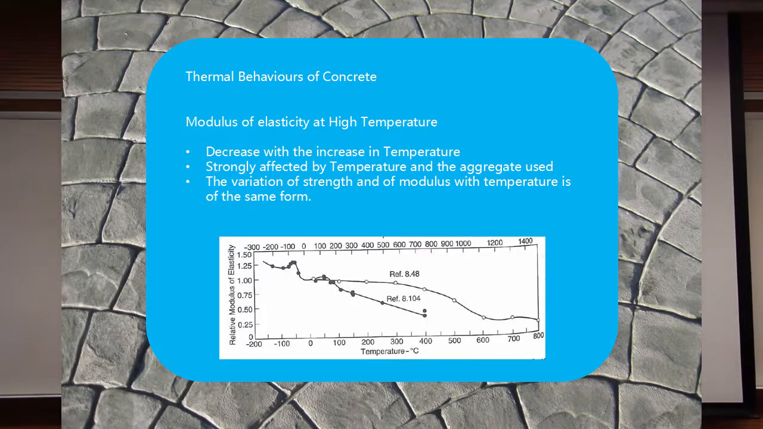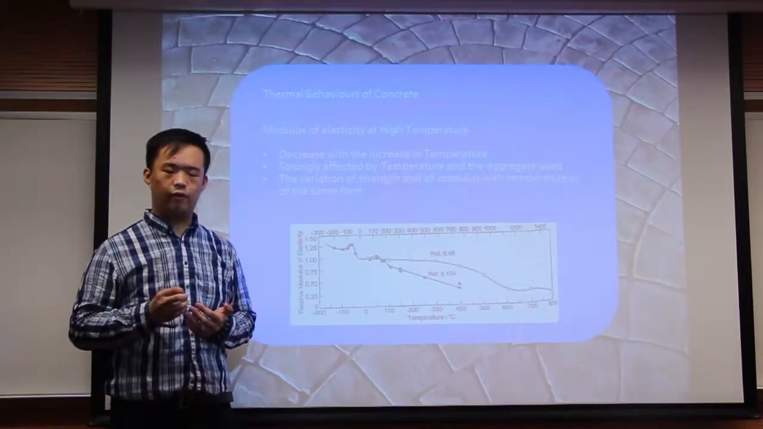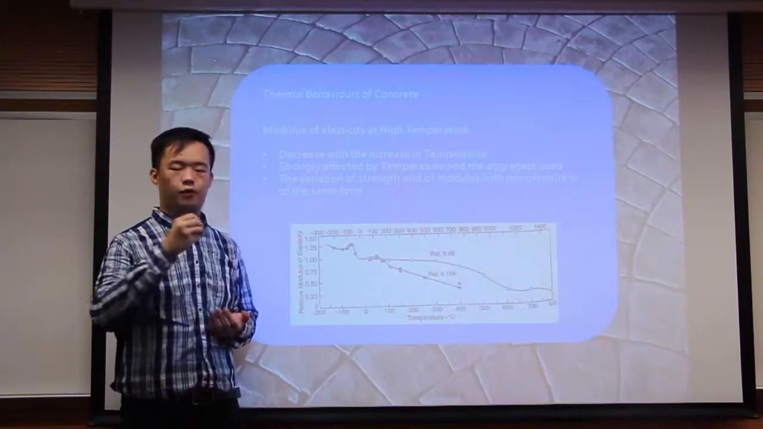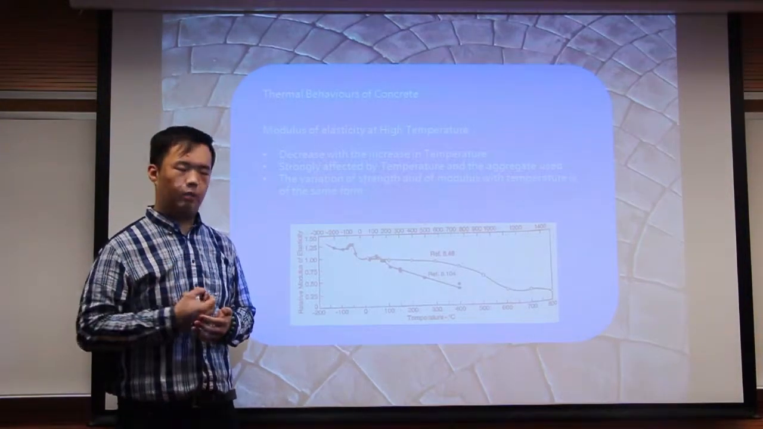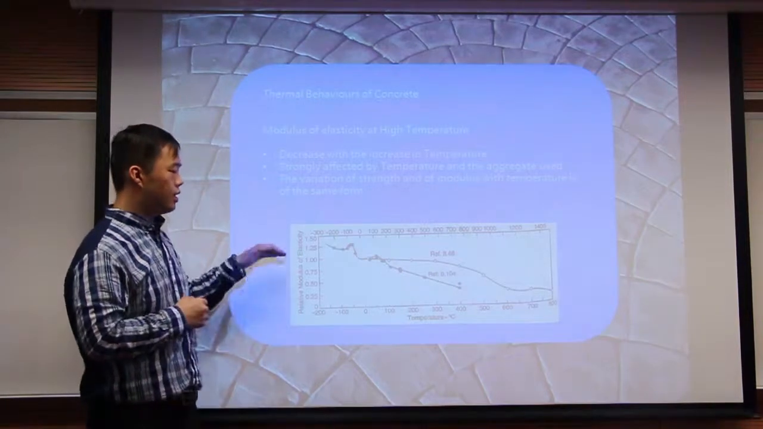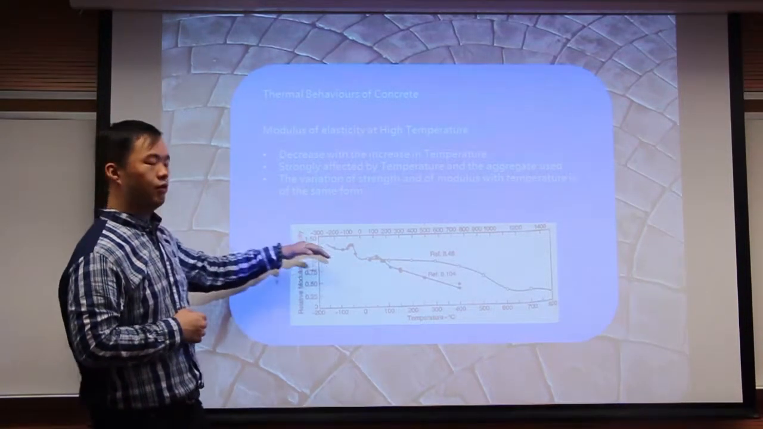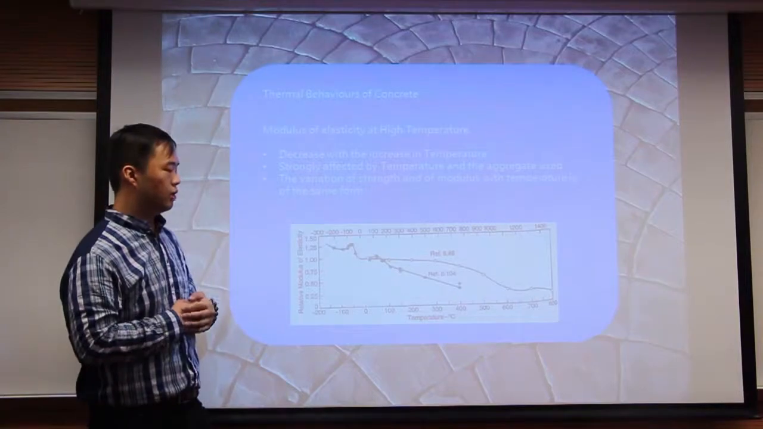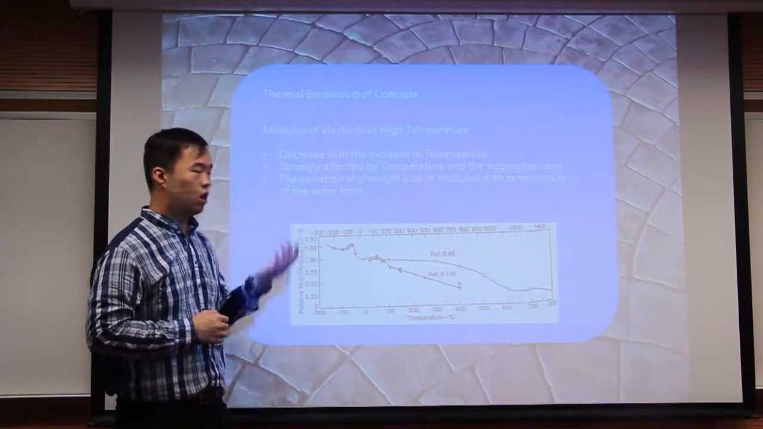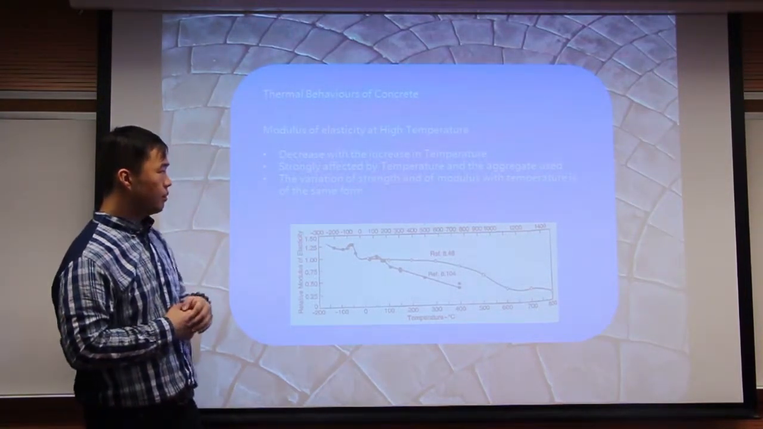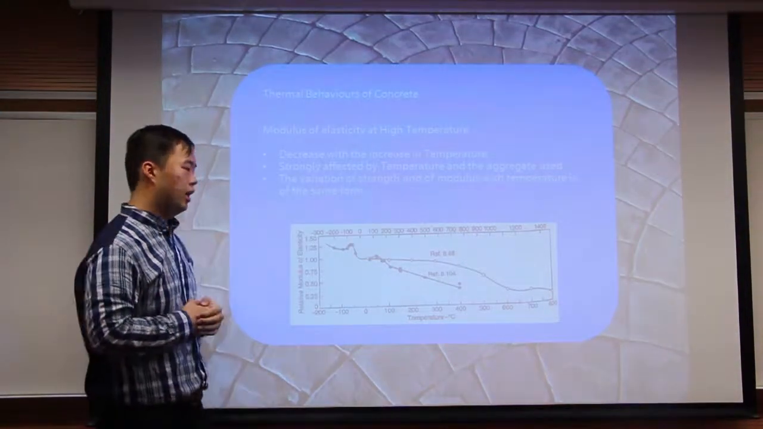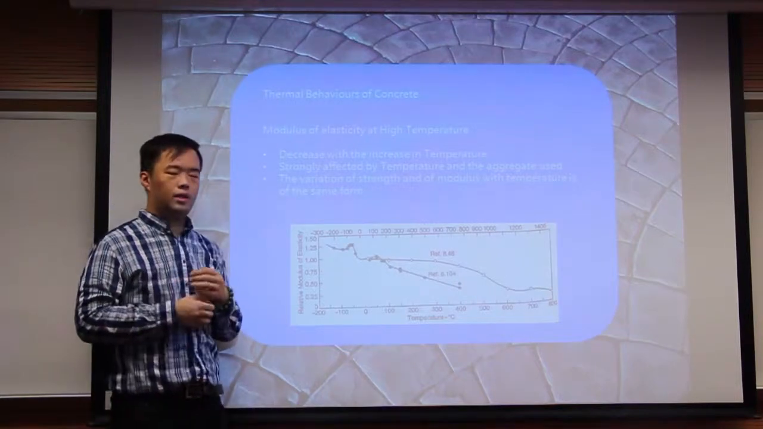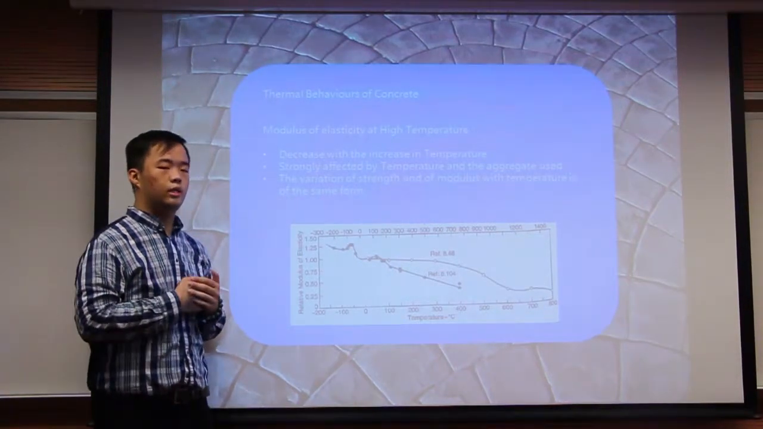And next is the modulus of elasticity. In this part, we will talk about what is different in the modulus of elasticity of concrete compared with that of timber. You can see this picture shows the tendency for the MOE of the concrete. And we can see it is the modulus of elasticity at high temperature, and it will always decrease with the increase in temperature.